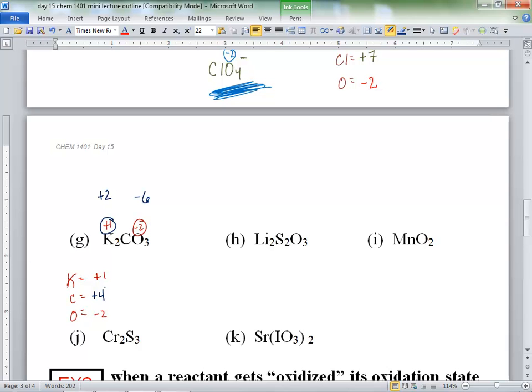H is ugly, but really not too bad. You can do it. Again, there's 2 easy ones that they're supposed to be easy ones in H, lithium thiosulfate.